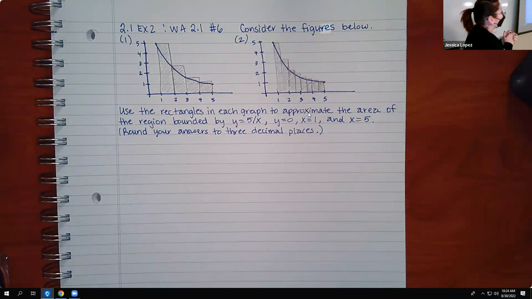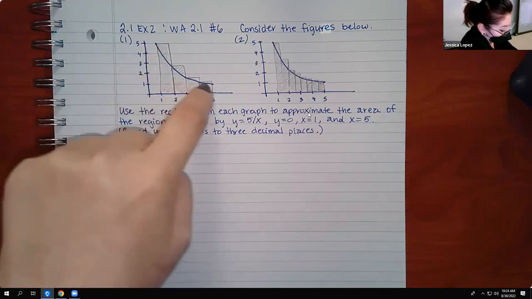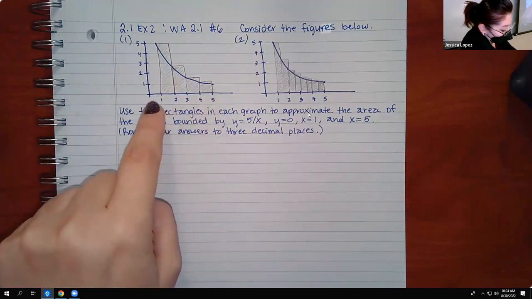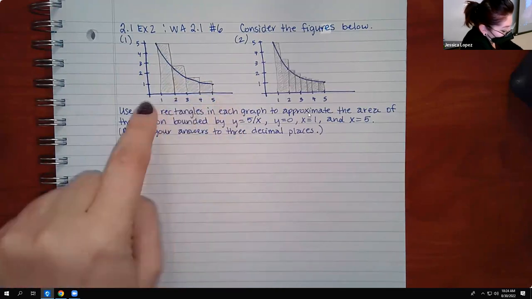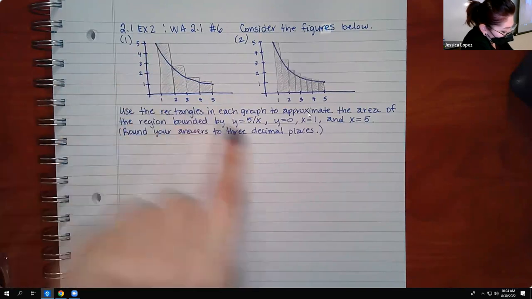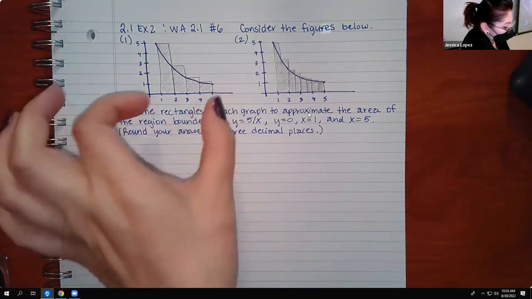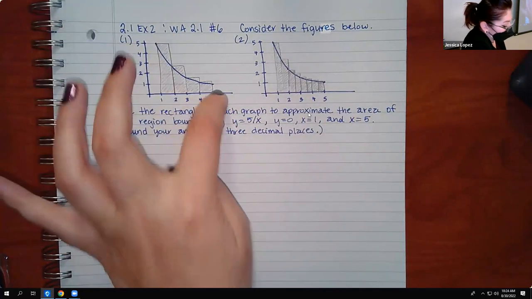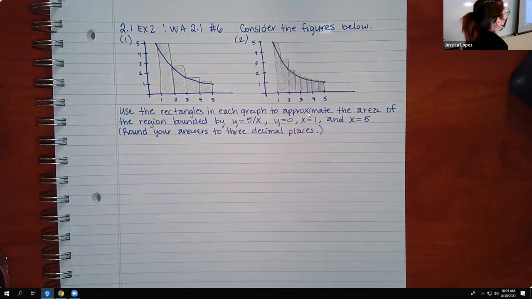Now, again, we won't get the exact area until we get to chapter 5, right? But we're going to go ahead and follow their directions and do what they say. So this one says, use the rectangles in each graph to approximate the area of the region bounded by those 4 graphs. Now, they've already done all that for me. They've given me the graph y = 5/x. y = 0 is actually the x-axis. x = 1 is this line right here. And then x = 5 is this line right here. So you're basically finding the area in between that's underneath the curve. And because we don't know how to do that exactly yet, we're using rectangles to approximate it, okay?